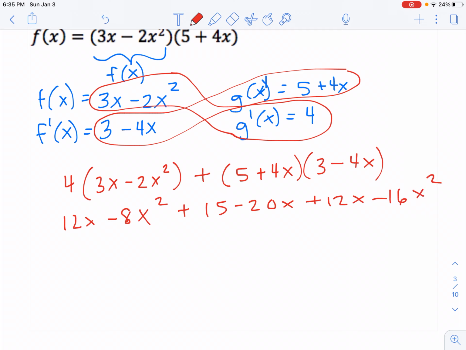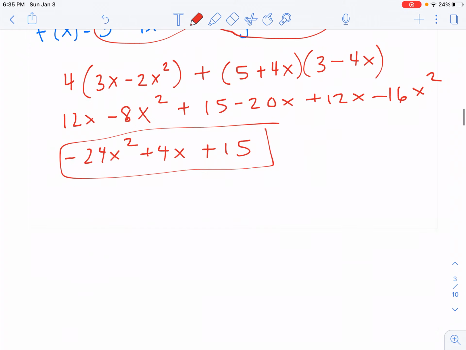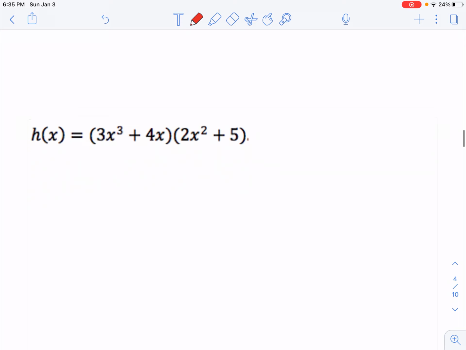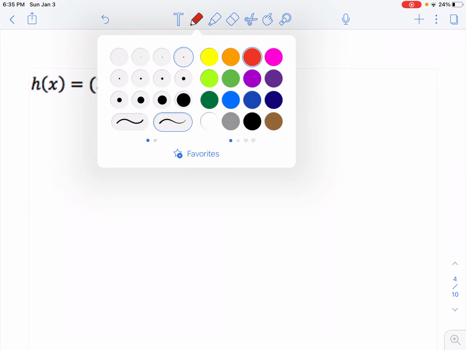And if we combine like terms, I think I'm doing this right. I hope I don't make a mistake. We get this. All right, so try this one and then check your work with mine.